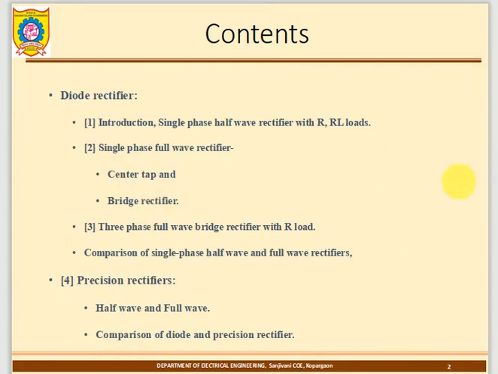Then why each is used, you will learn about that. What is the difference? That is the comparison of the center tap and the bridge rectifier, and the comparison of what the half wave rectifier is and what the full wave rectifier is. You will learn about these comparisons. So these are only 4 topics in the unit, very simple for you to understand and learn.